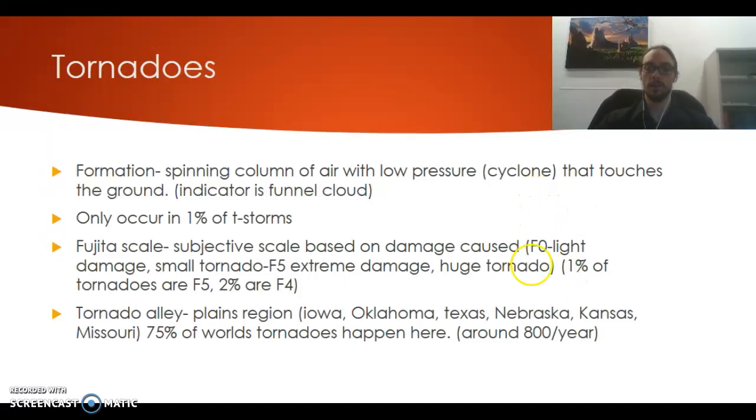An F0 tornado is going to be a smaller tornado with light damage. And then it goes to F5, which is an extremely large tornado. Usually two tornadoes come together and create an F5. And you're going to get a lot of damage, a lot of deaths, and a lot of destruction. Only about 1% of tornadoes are F5s, and only 2% are F4s. So the majority of tornadoes are F0s to F3.